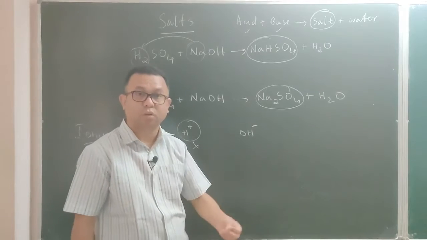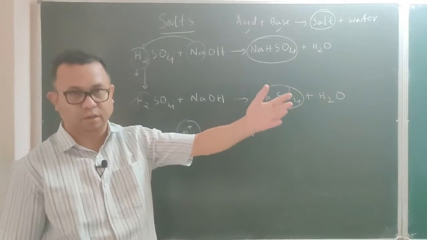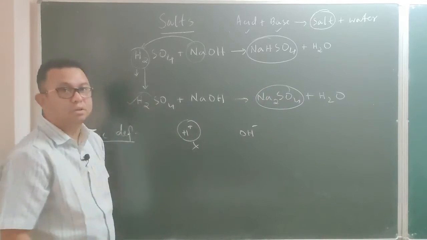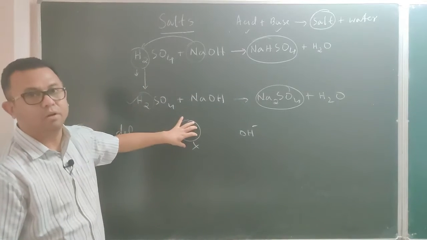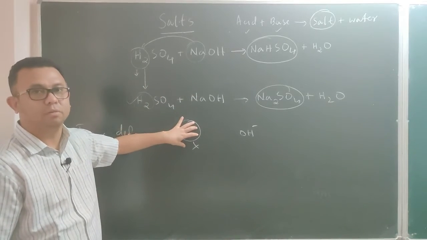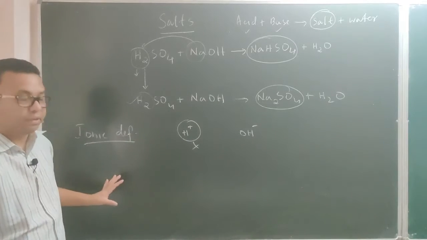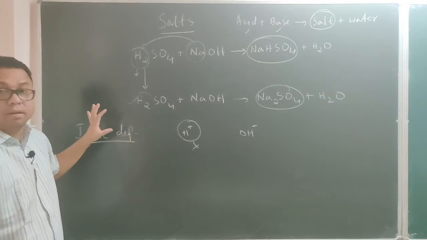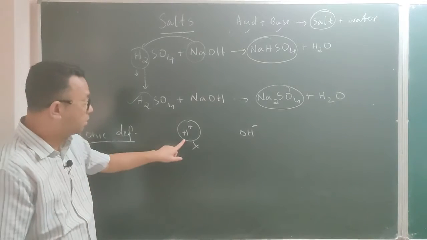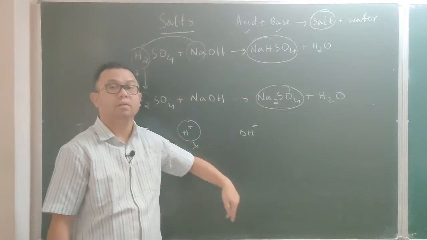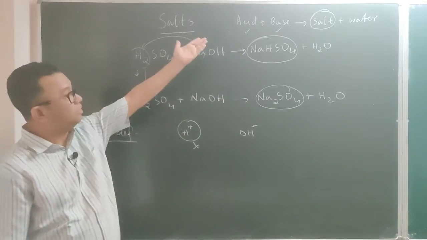So you have to say that salts are compounds which produce an anion other than hydroxyl. That means except hydroxyl, any ion that you can think of. Similarly, other than hydrogen cation or hydronium cation, you can think of any other cation, but hydronium or hydrogen ion should not be there. So for the last time, the ionic definition of salt: salts are those compounds which, when dissolved in water, produce a cation other than hydrogen ion and an anion other than hydroxyl ion.